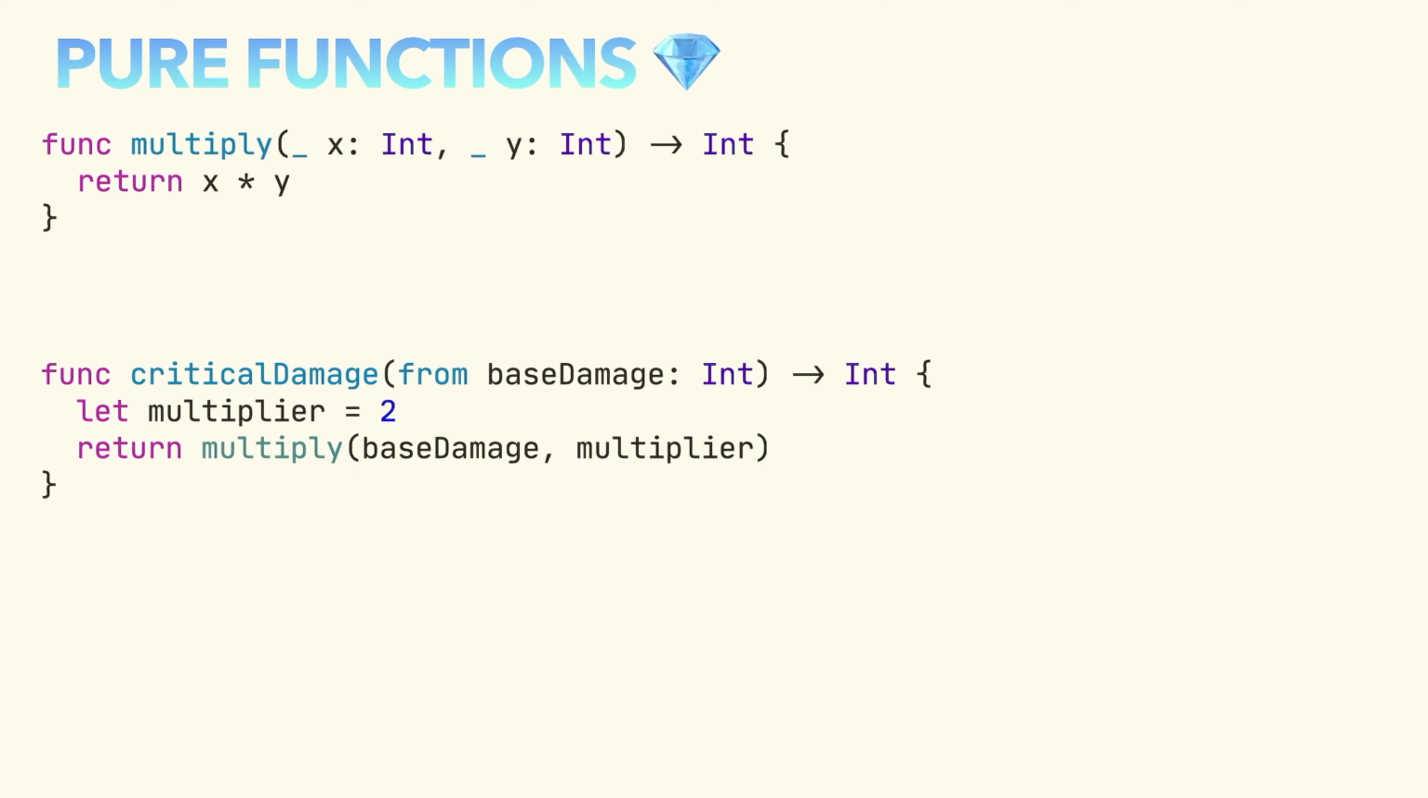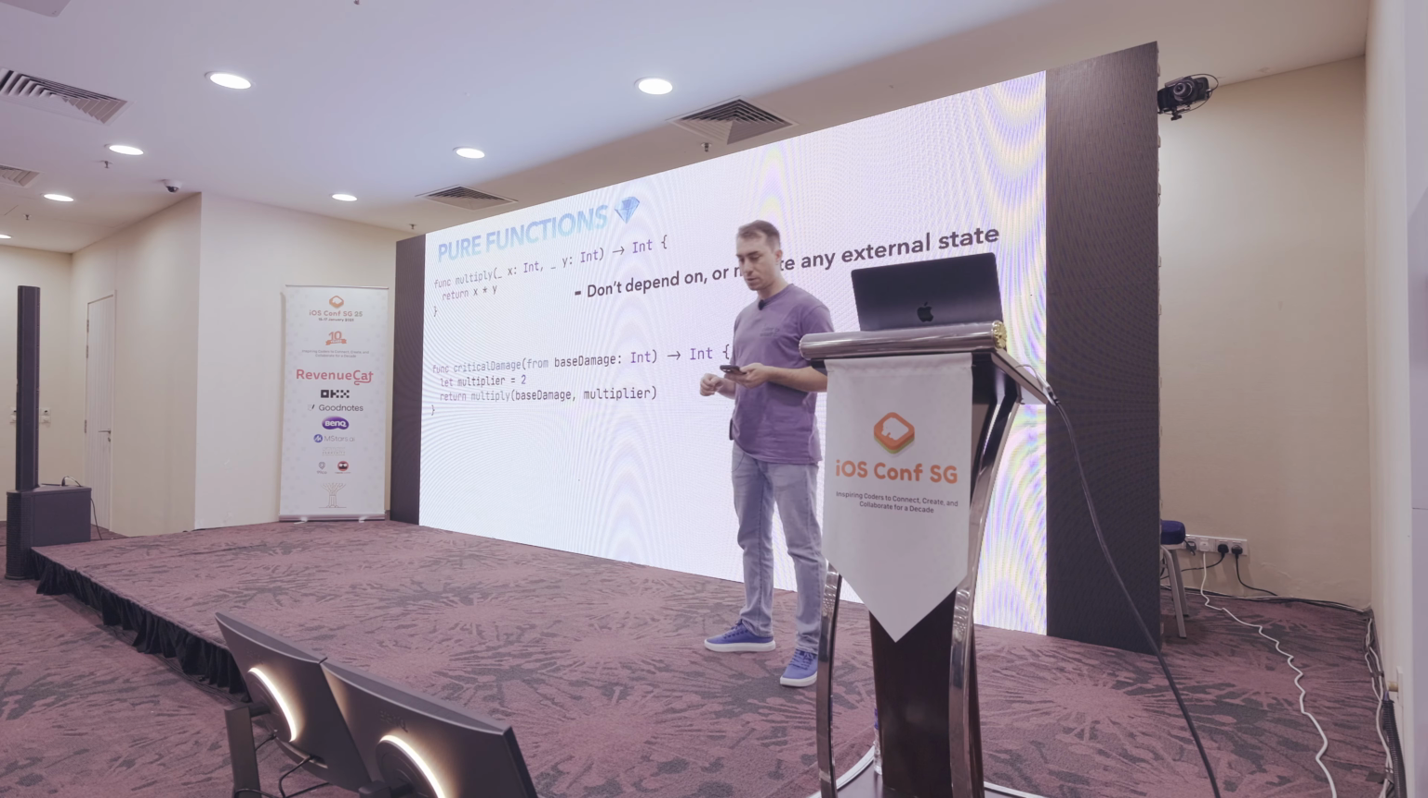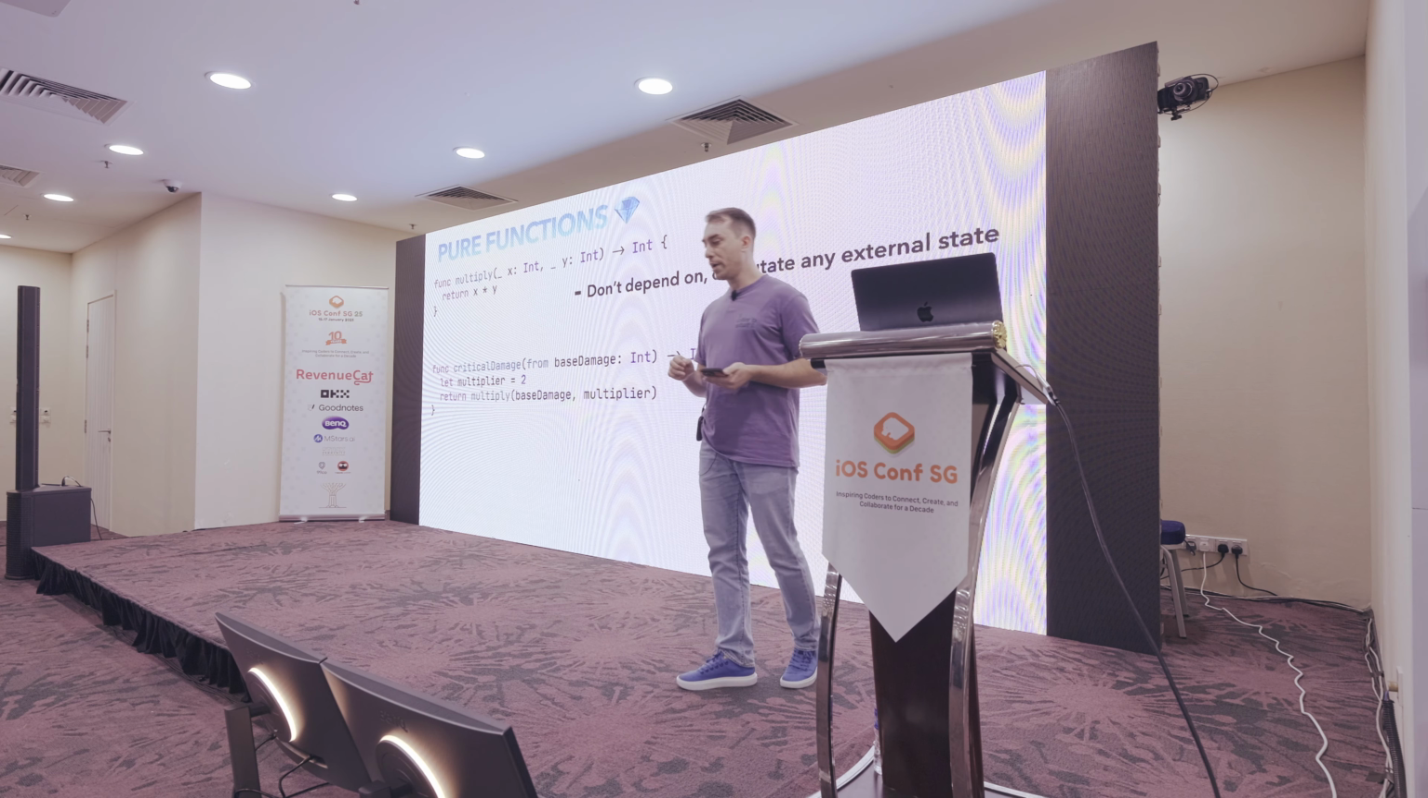So pure functions, here we have a couple of examples. We have a multiply that just multiplies two numbers, and a critical damage function that takes a base damage and multiplies it by the multiplier of 2. So why are these functions pure? The definition is actually really, really simple.